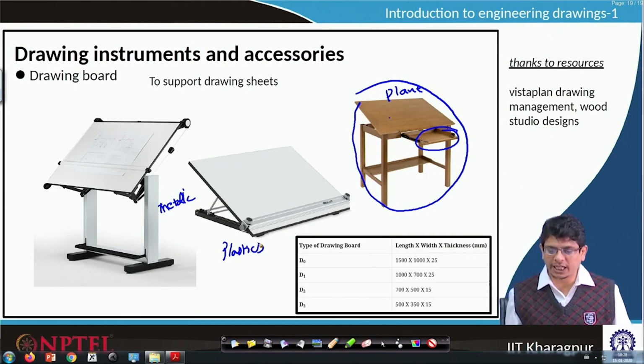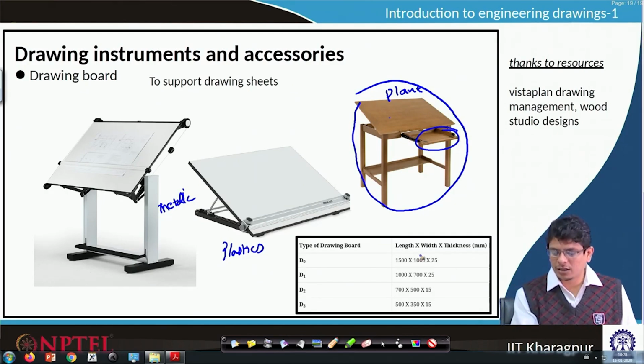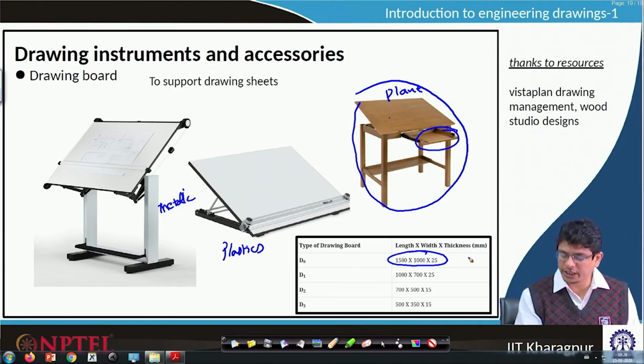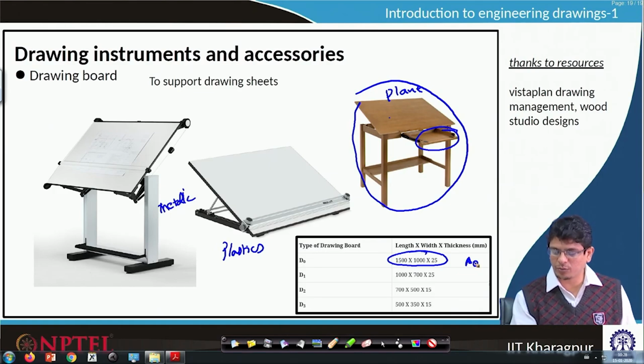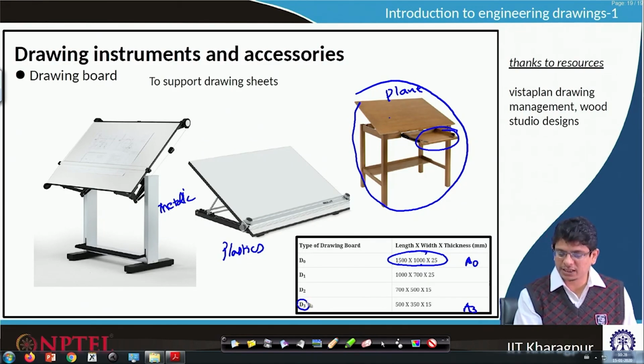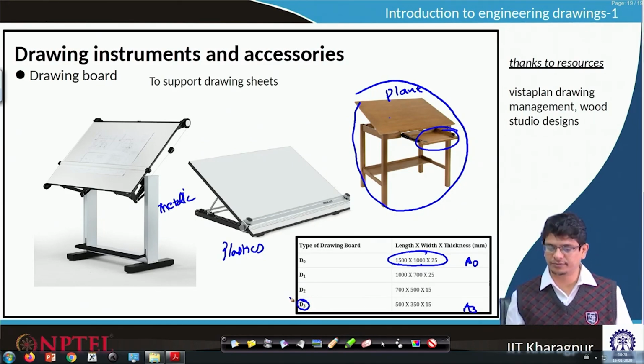The drawing board size is always larger than the drawing sheet. For example, if we are using an A0 sheet, then the drawing board size is supposed to be larger than that, 1500 mm by 1000 mm, and the thickness is supposed to be 25 millimeters. If one is using an A3 sheet, then the drawing board required is D3 size.